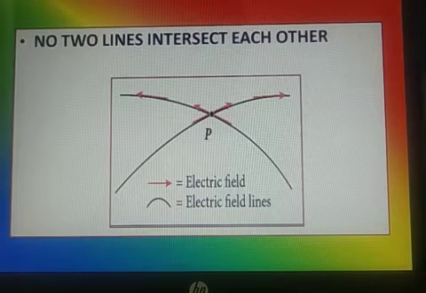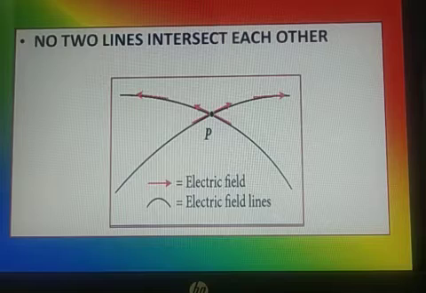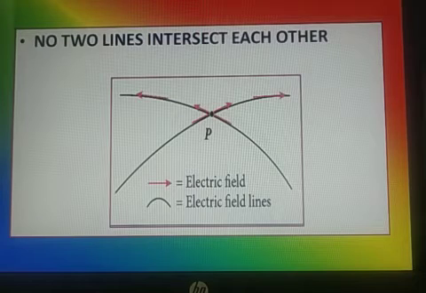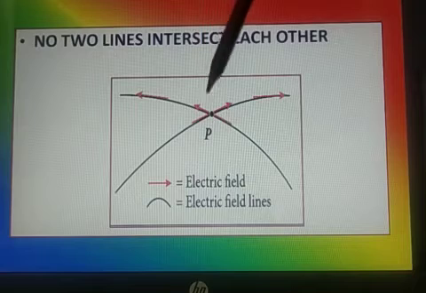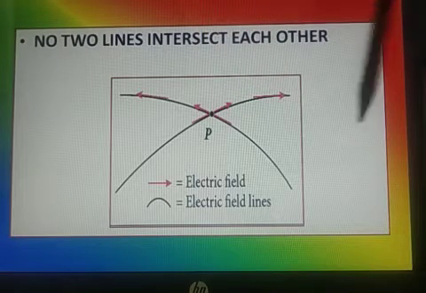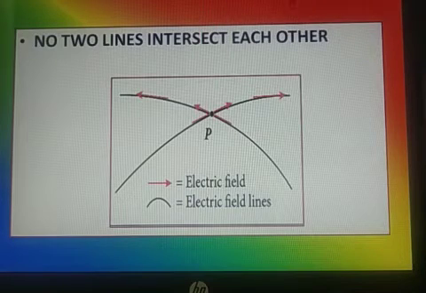If two lines cross at a point, then there will be two different electric field vectors at the same point, as shown in the figure. As a consequence, if some charge is placed at the intersection point, then it has to move in two different directions at the same time, which is physically impossible. Hence, electric field lines do not intersect each other.